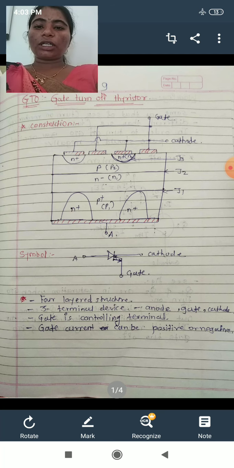Now see the theory of this construction. The construction of the GTO, that is gate turn off thyristor, consists of four alternate layers, formed by P type and N type material. Alternate P and N layers are there. The GTO has three terminals: anode, cathode and gate. Gate is the controlling terminal and the gate pulse is applied to this terminal. It may be positive or it may be negative. There are three junctions, junction J1, junction J2 and junction J3, as shown in the figure. This is the construction of the GTO.